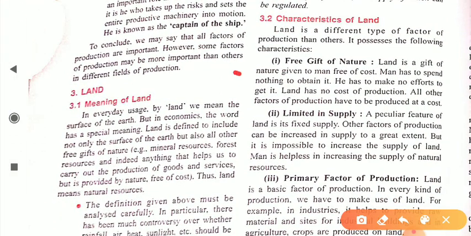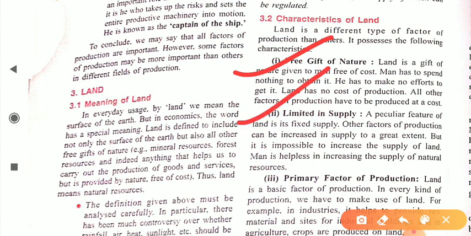Dear student, the first characteristic is free gift of nature. As we all know, land is a free gift of nature, it is free of cost. We do not have to pay any price for land. Land is one of the free gifts from nature to us, and the cost of production of land is zero. Now the question arises: people have different lands which they occupy, but in general, land is free of cost, it is given by nature. So that's why it is a free gift of nature.